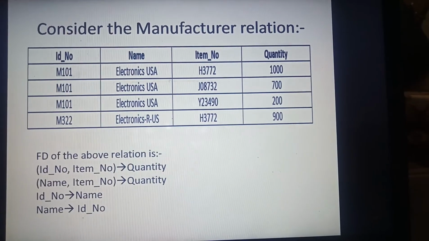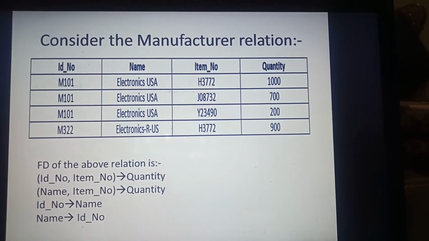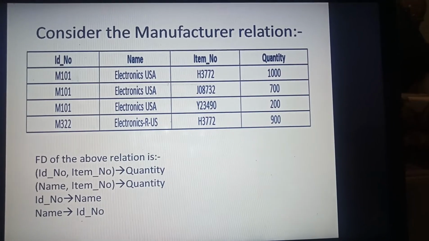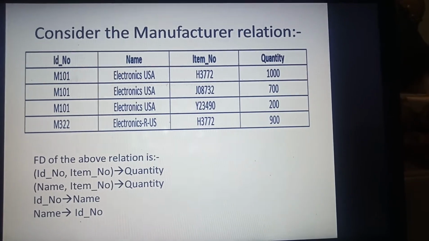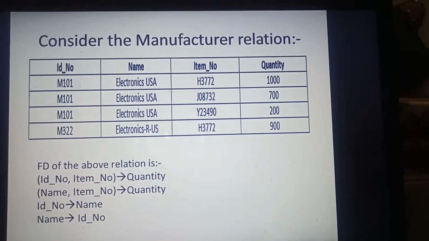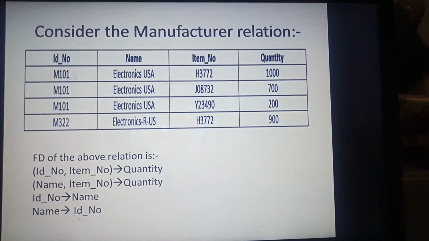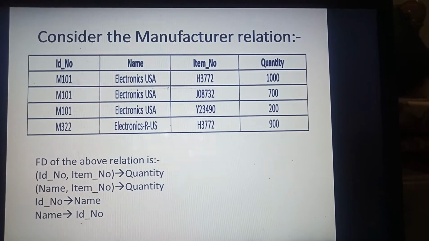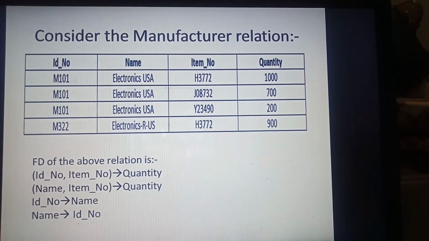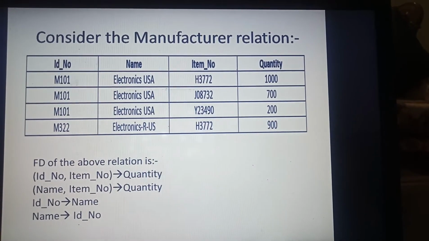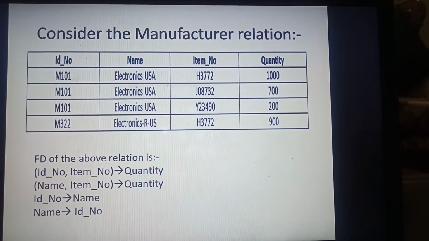So if we try to make the FDs of the above relation, we have to combine ID number with item number to determine quantity. Only if we combine ID number and item number can quantity be determined. Similarly, if we combine name and item number, then also we can determine quantity. So these are the first two FDs of the above relation: ID number, item number determine quantity, and name, item number determine quantity.